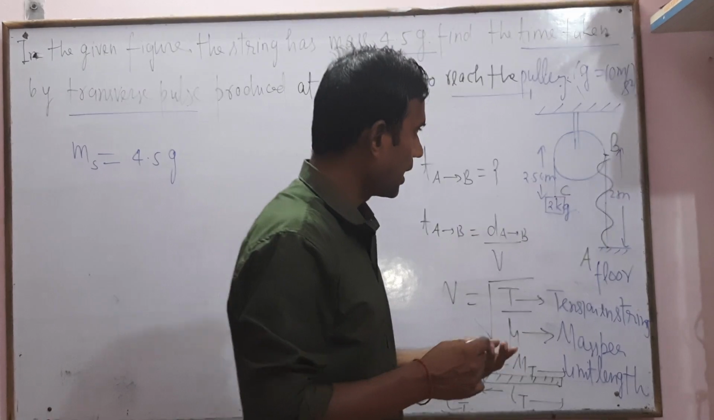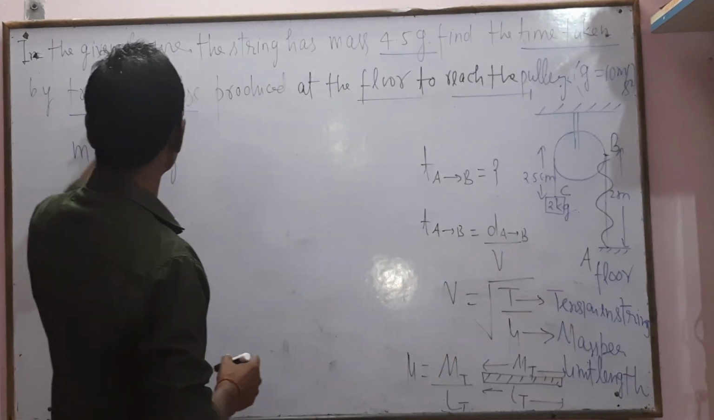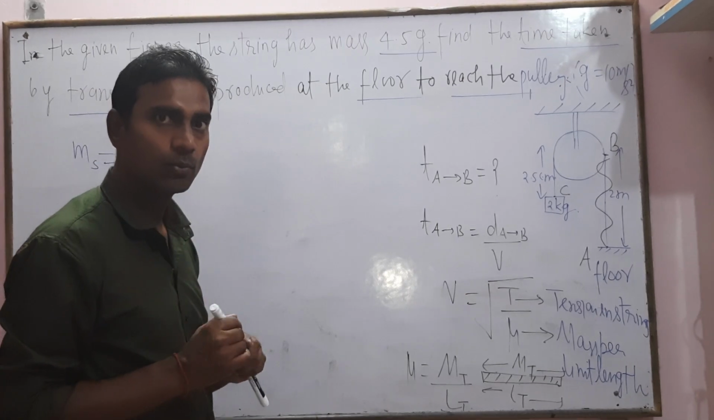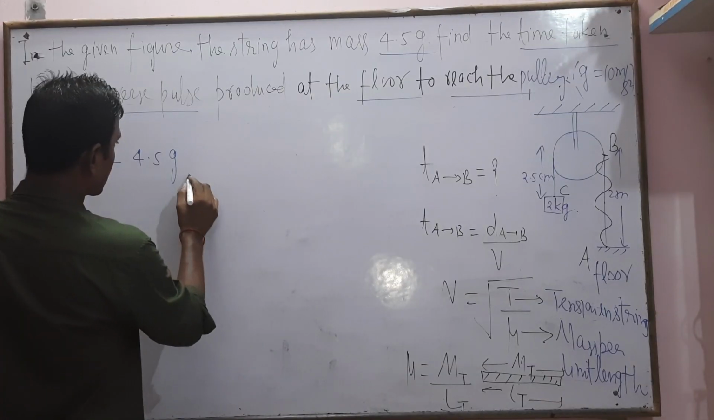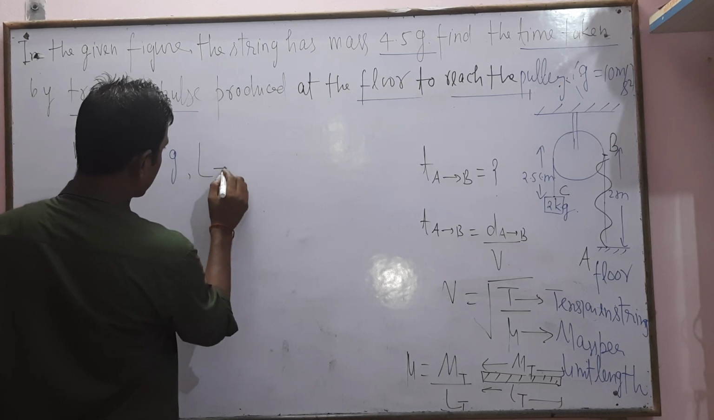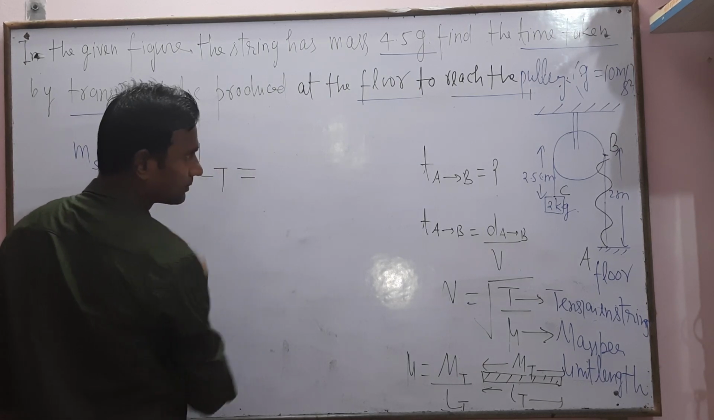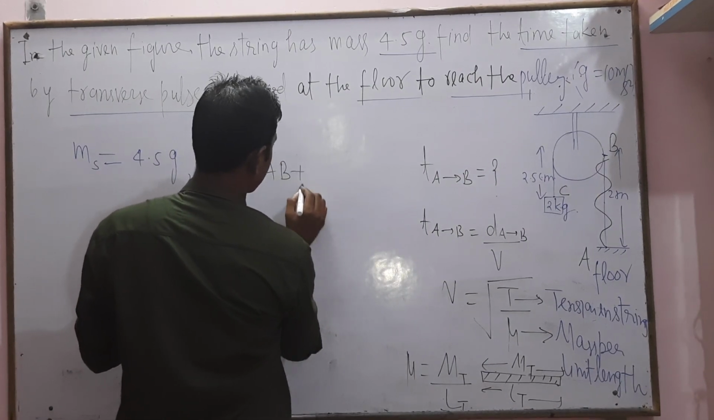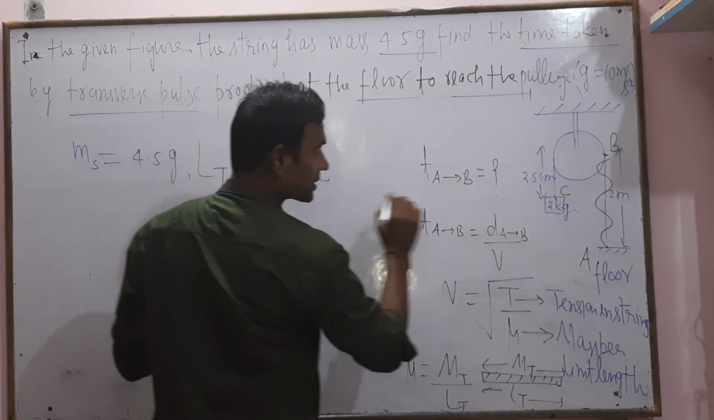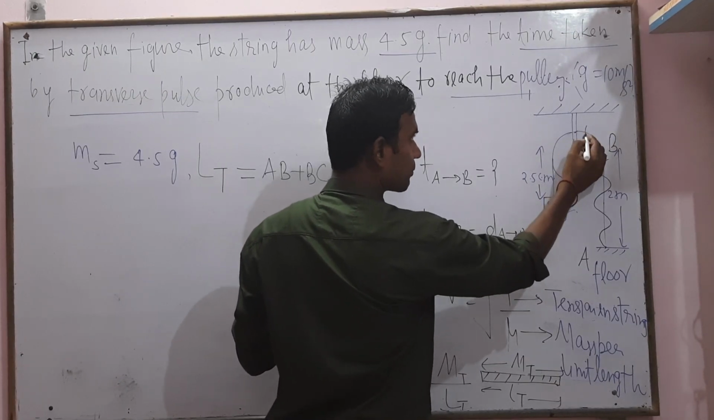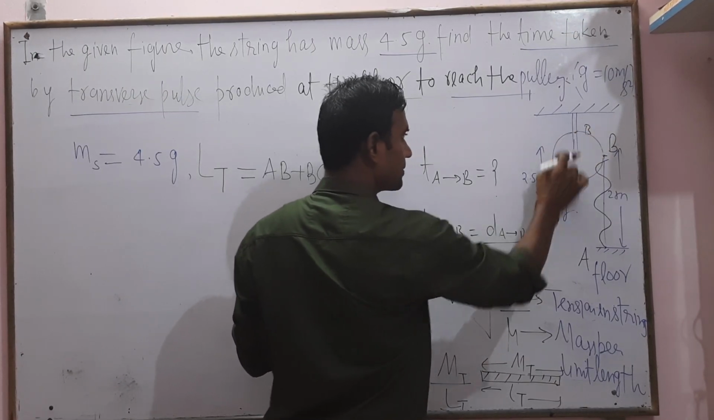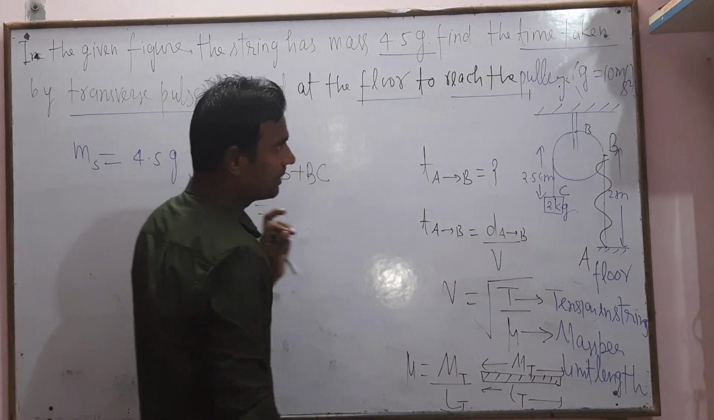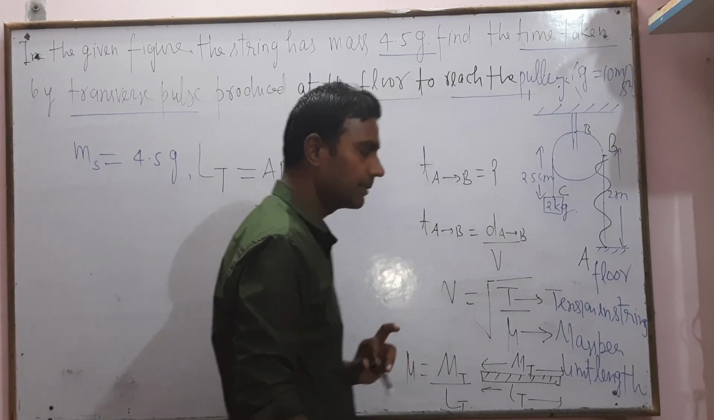And the total mass is given: the mass of the string is equal to 4.5 gram. So the total length LT equals AB plus BC. Not a confusing point. No problem. So AB is what? AB is 2 meter.